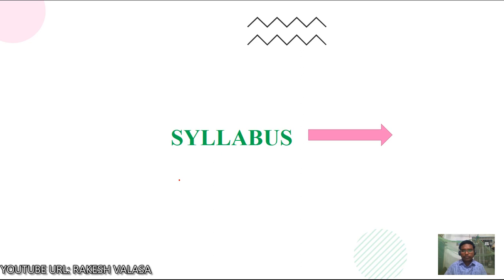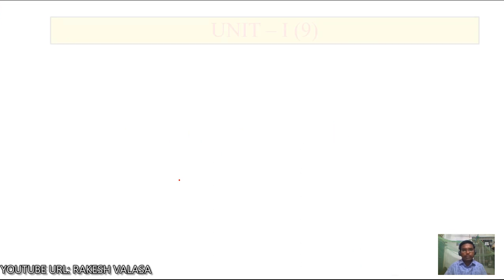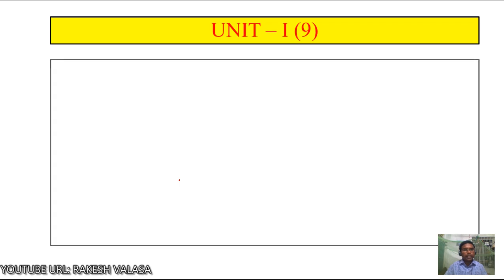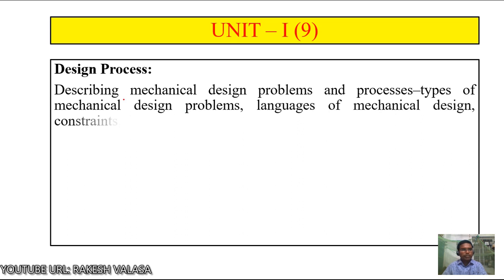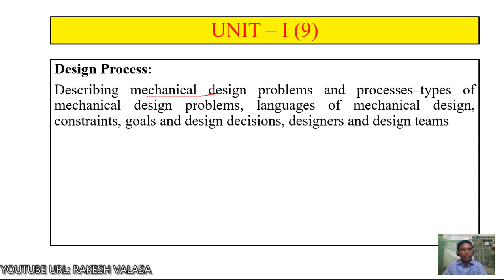Coming to the syllabus, we are having 4 units. Let us see the Unit 1 contents. This Unit 1 is divided into 2 chapters. First one is design process. In this design process, we have the following contents. First one is describing mechanical design problems and processes. The second one is types of mechanical design problems, languages of mechanical design, constraints, goals, and design decisions, designers and design teams.